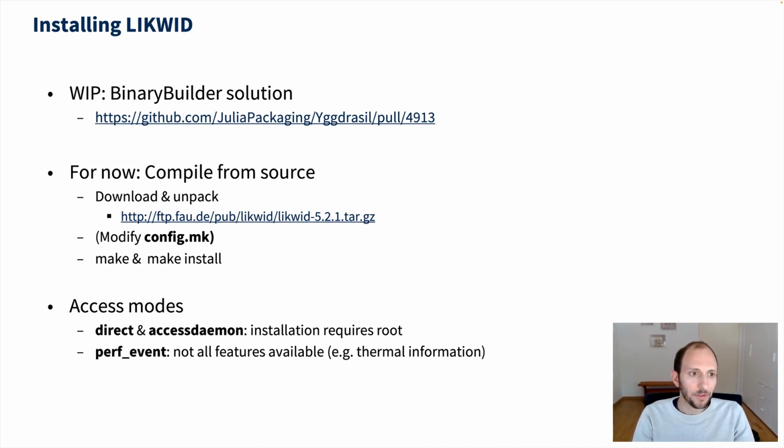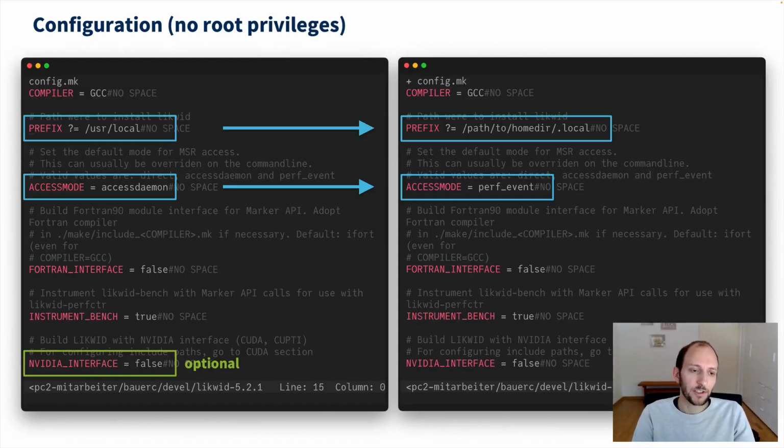So let me be very concrete here. If you want to install LIKWID without root privileges, essentially you change 2 things. You change the prefix from the generic Unix system resources local to a path in your home directory, for example .local, and then you choose the access daemon to be perf_event. And optionally, if you also want to use the NVIDIA interface, you change that switch at the bottom to true as well.